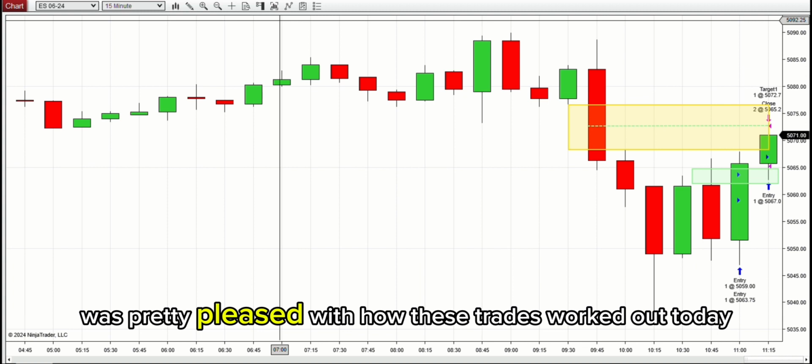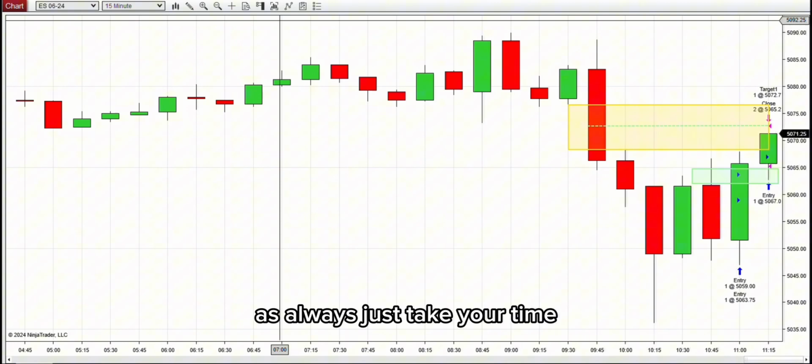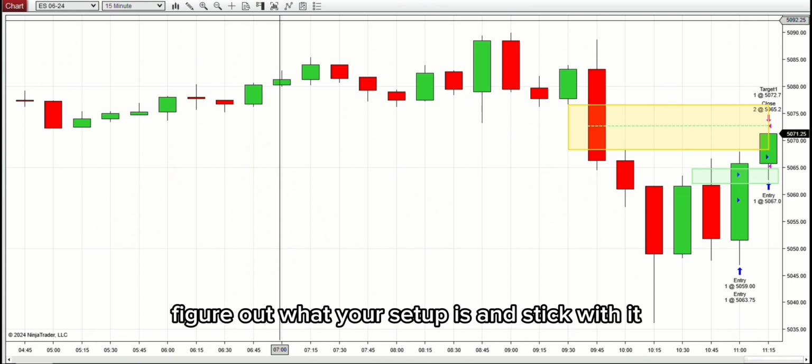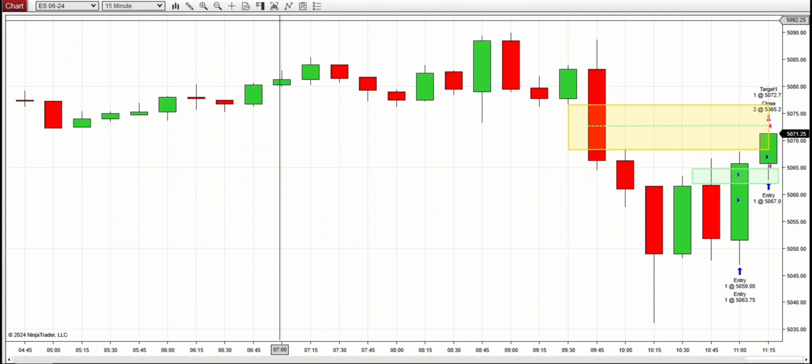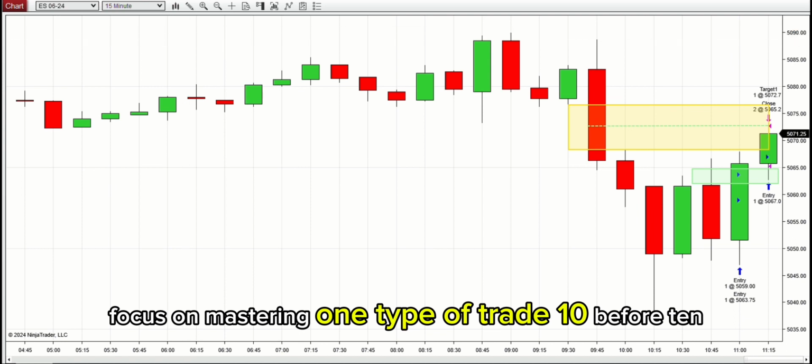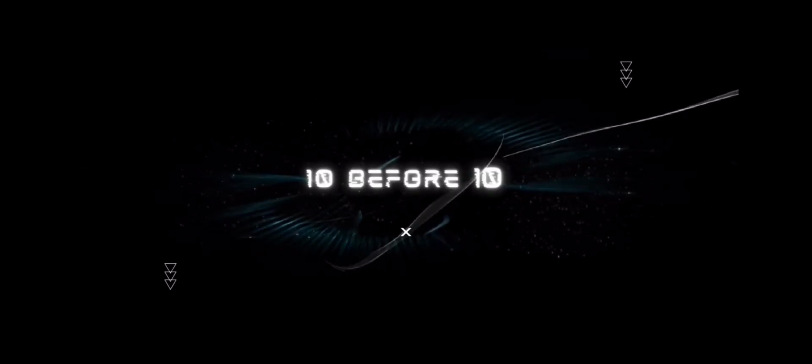Was pretty pleased with how these trades worked out today. As always, just take your time, figure out what your setup is, and stick with it. Focus on mastering one type of trade. 10 before 10.